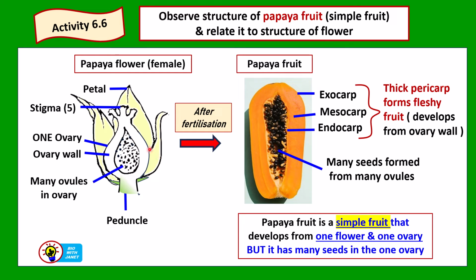For the female flower, it contains the ovary. Okay, so papaya fruit is a simple fruit that develops from one flower with one ovary. One flower here with a single ovary, single flower with a single ovary. But anyway, it has many seeds in the one ovary.